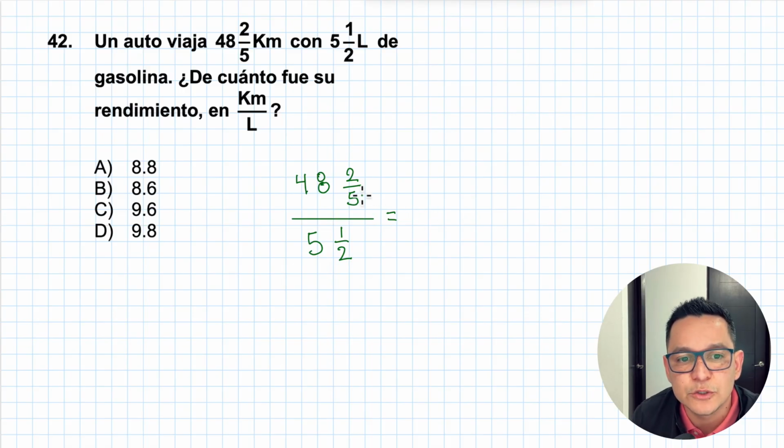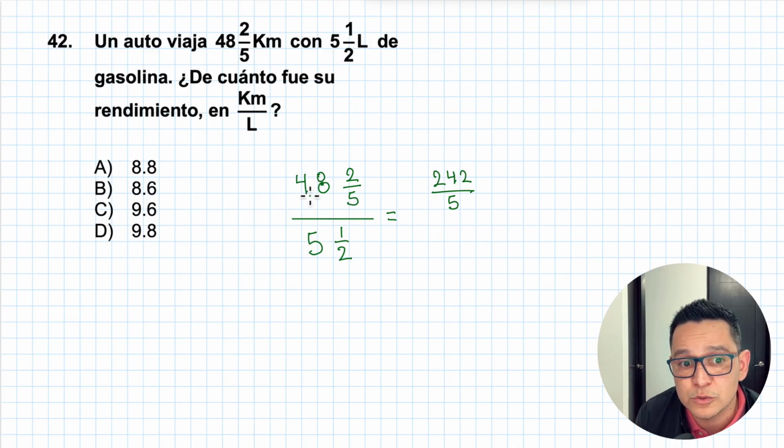So let's go. First, let's convert these mixed numbers to improper fractions. To convert this mixed number to an improper fraction, I multiply the denominator by the whole number part and add the numerator. Look, 5 times 48 is 120. Wait, sorry, 240. And 240 plus 2, you add the numerator, so I get 242 fifths. Don't forget, I did 5 times 48, which is 240, then you add 2. That's why it ended up as 242.